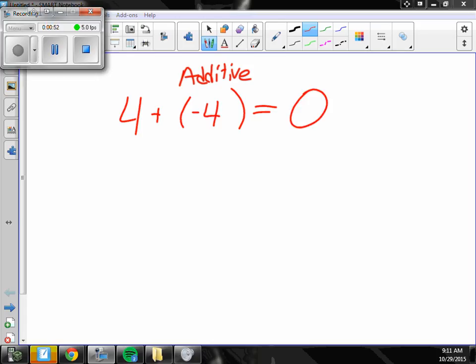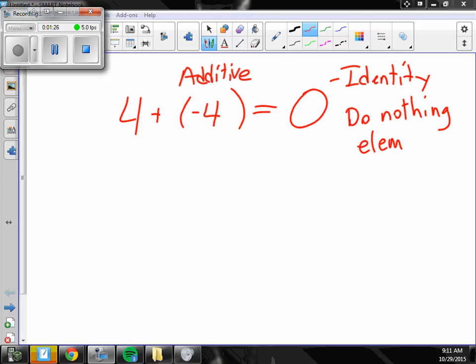What is the significance of 0 as far as addition is concerned? Zero is a very special number with addition. Zero is referred to as the identity. And in mathematics, the identity is essentially the do-nothing element. So some of you in here are Emory High's identity.